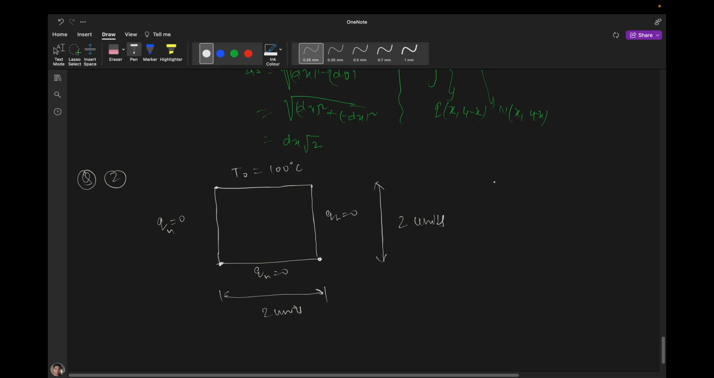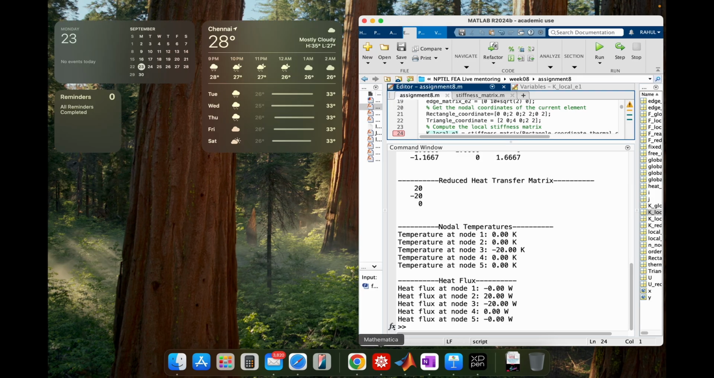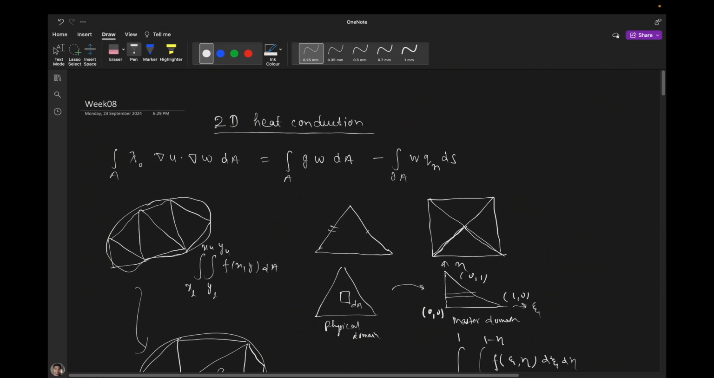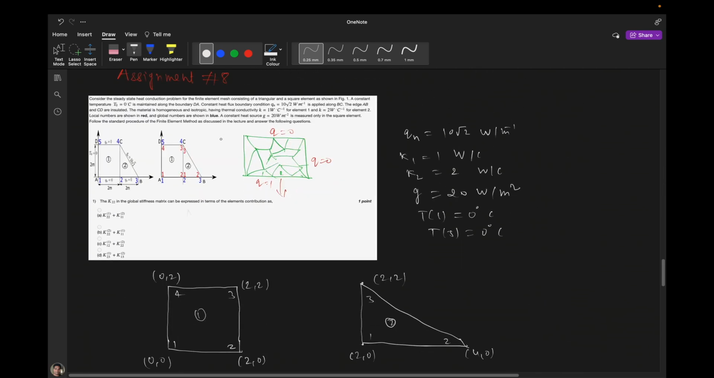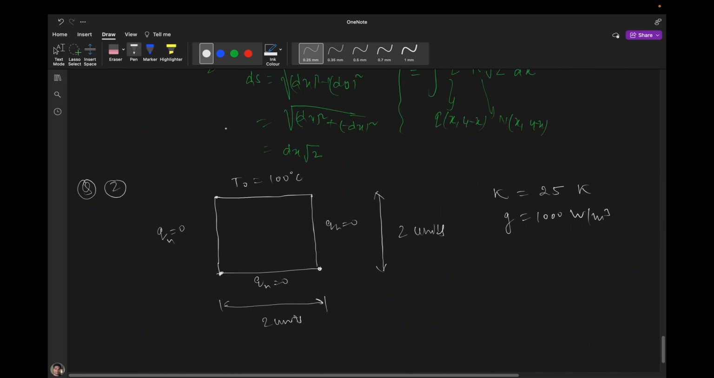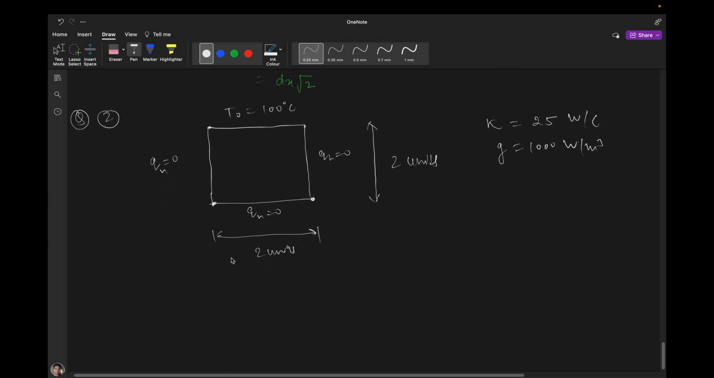It is saying that the heat conductivity is 25, and also there is a heat generation, G equal to 1000 watt per meter cube. I don't know the dimension here. Let's see what the dimension was. Watt per Celsius. So it will be watt per Celsius. Okay, let's solve this problem.